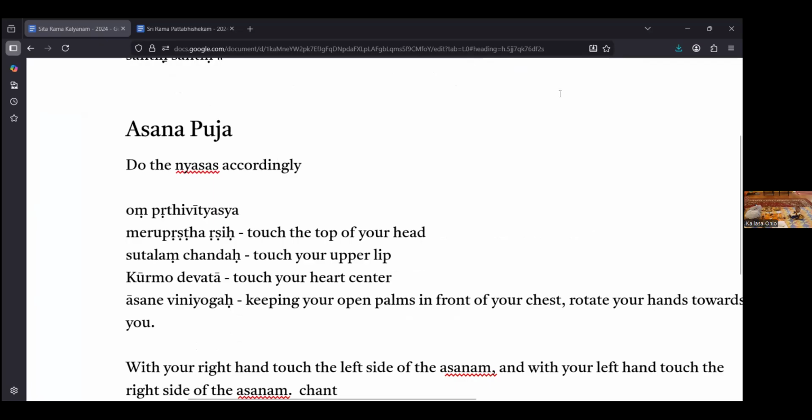Now we'll perform the asana puja. Tirthirupaya, is there a way to set the camera such that people can see you also?